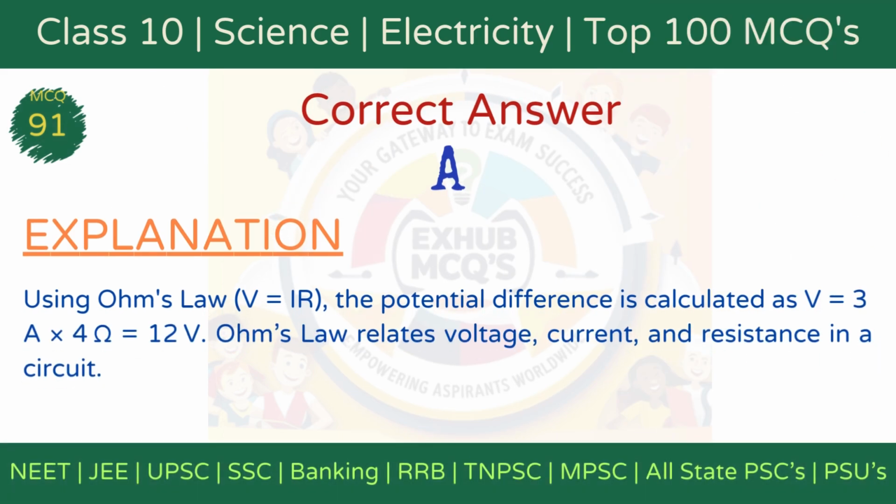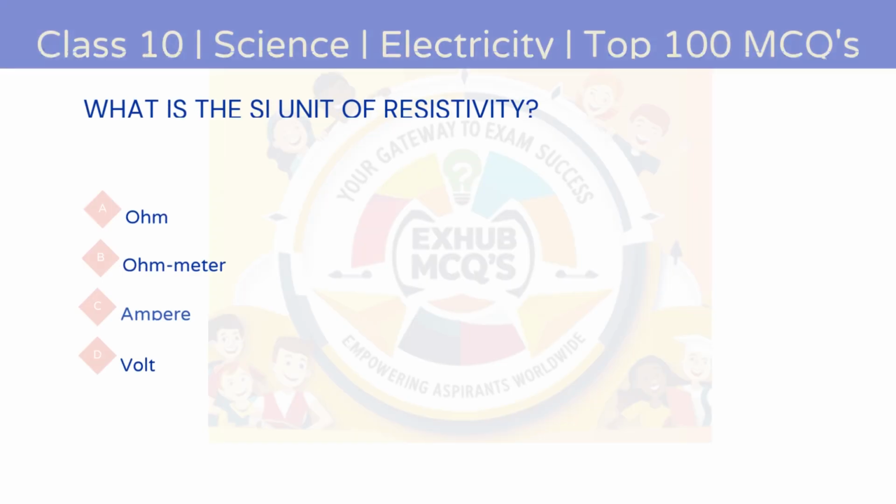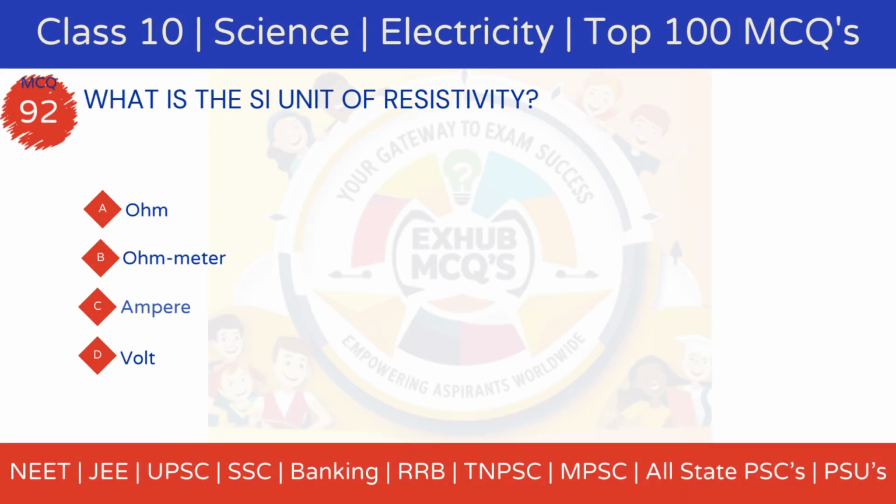The correct answer is option A, 12 volts. Explanation. Using Ohm's law, V equals I multiplied by R. Substituting I equals 3 amperes and R equals 4 ohms, we get V equals 3 multiplied by 4, which is 12 volts.